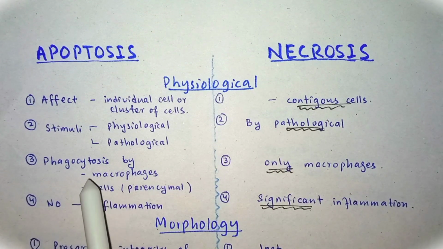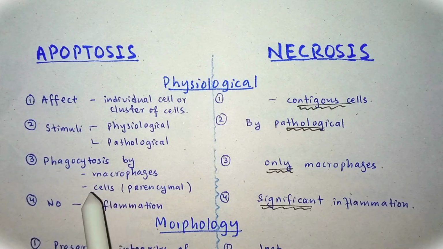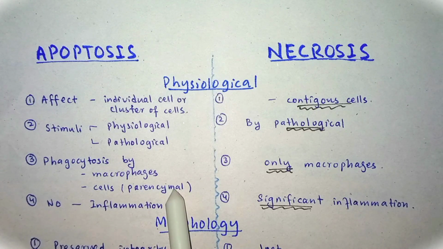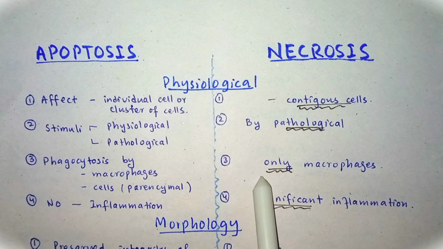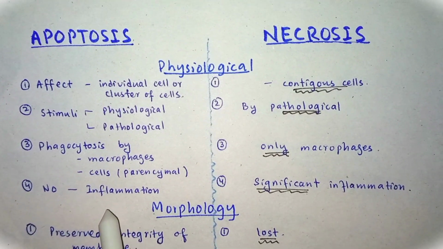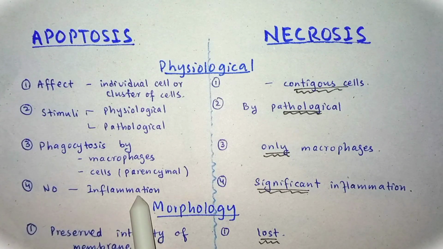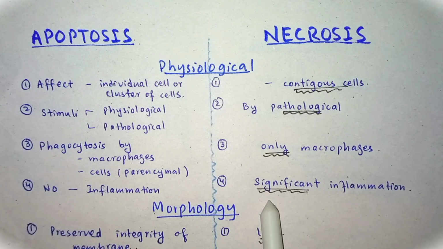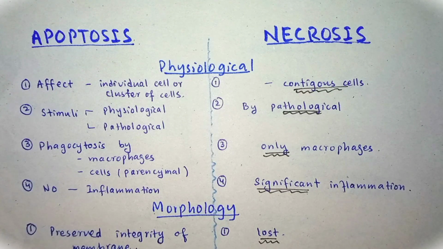the cell. Third, apoptotic cells are phagocytosed by macrophages and other cells. Other cells may include parenchymal cells or neoplastic cells, but necrotic cells are phagocytosed only by macrophages. Fourth, apoptosis is not associated with inflammation, while necrosis is associated with a significant inflammatory response. These are the physiological changes.